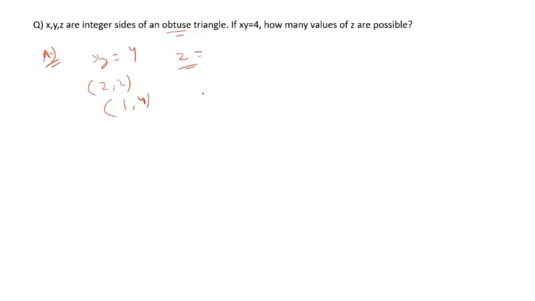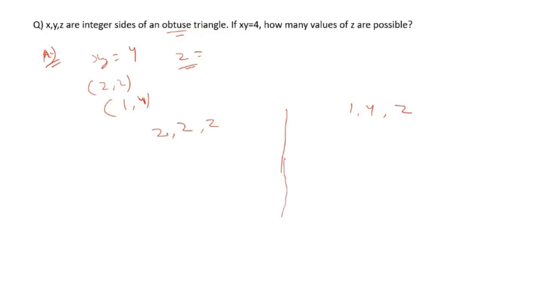Now let's take the 2 and 2 case first, and here we'll take the 1 and 4 case. The third side would be z here. The order will not matter because it is the same triangle, just rotated in a different order, like 1 and 4 and 4 and 1. This will be 1, 4 and z.